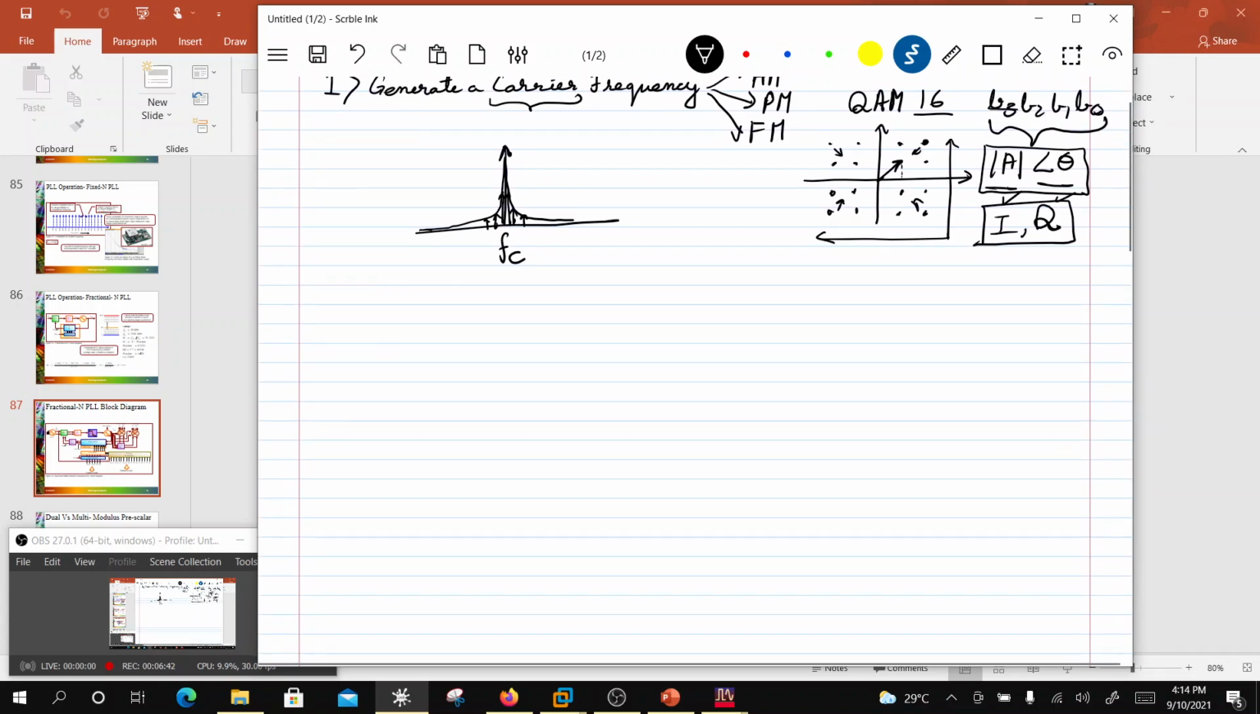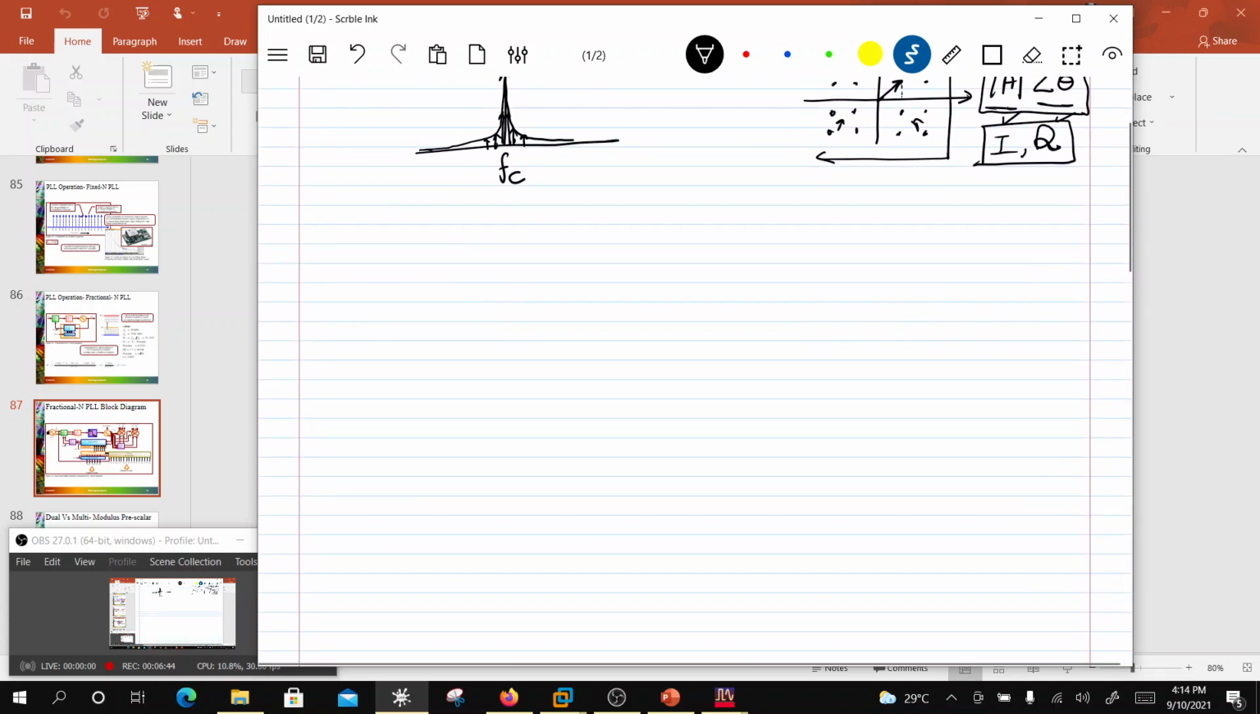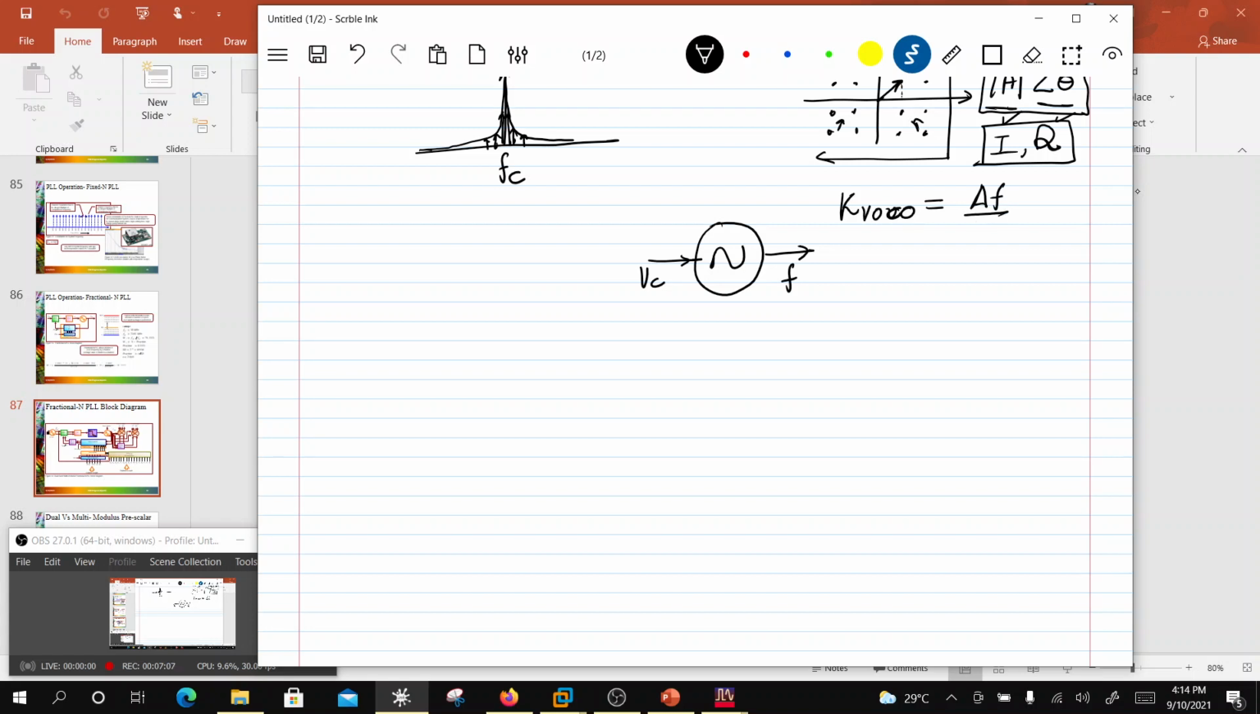So what is the idea behind a phase lock loop? I have an oscillator, which is a free running oscillator, and it has a certain control voltage and an output as a frequency. So this is a block which has a gain of KVCO, which is basically delta F by delta Vc, right? So what are we doing? We are giving a control voltage and generating a frequency.